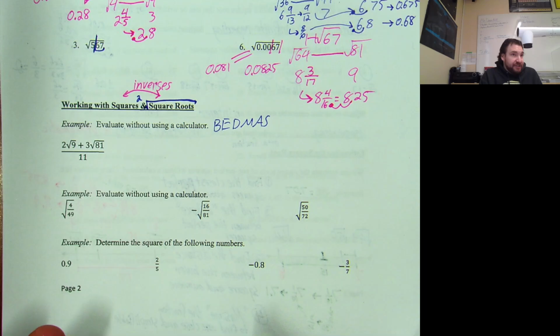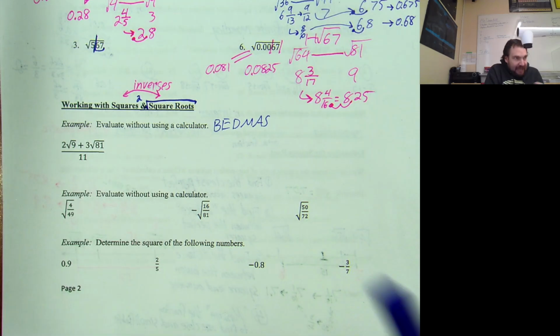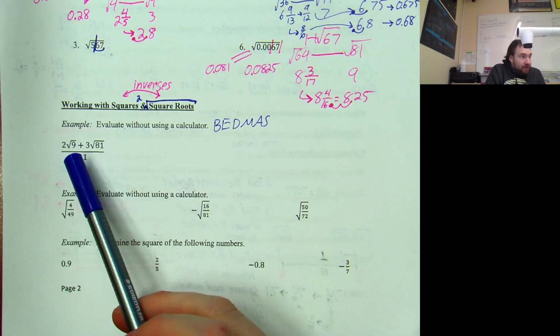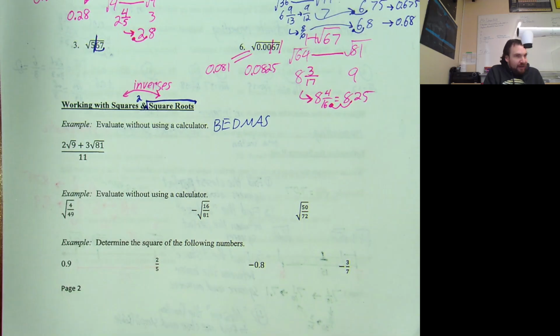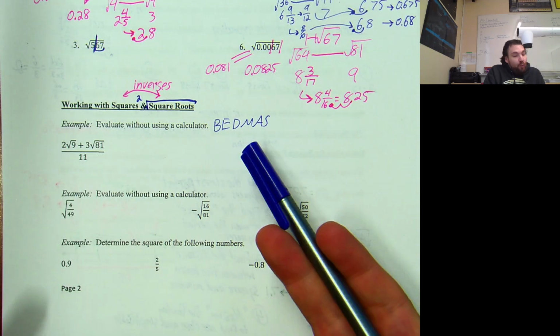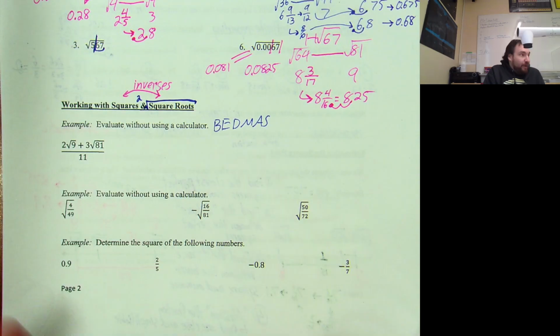So if multiplication and division were together and can be done in either order, it makes a lot of sense that these roots would go where the exponents go. That is a great thought, and you're absolutely correct. We could take BEDMAS and change it if we wanted to add these roots in here. We could call it BREAD MASS.